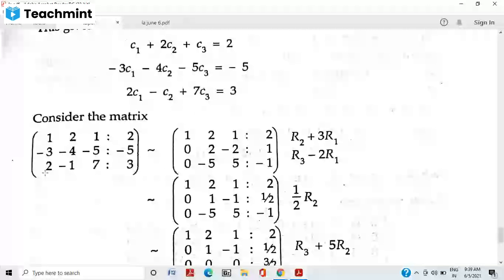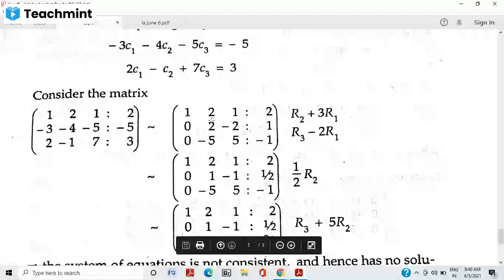Similarly, we can do third row. What we should do? R3 minus 2R1. Sorry, here what we have to, R3 minus 2R1. That means 2 minus 2, 0. Minus 1, minus 4, minus 5. 7 minus 2, 5. Then 3 minus 4, minus 1. Next, here it is 2. We can change that into 1. For that, divide R2 by 2. Then what we get? 0, 1, minus 1, 1 by 2.